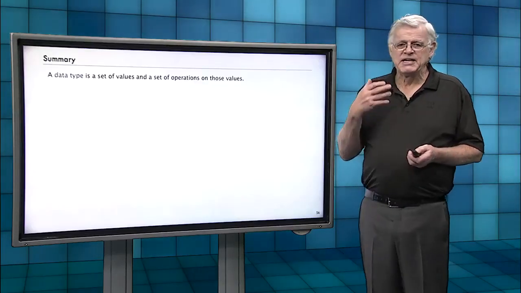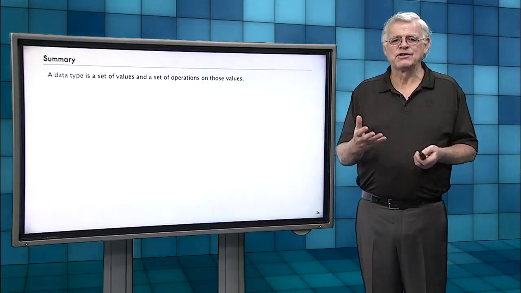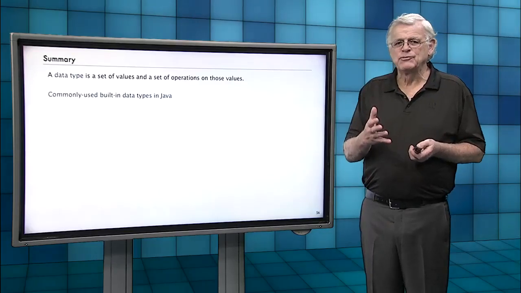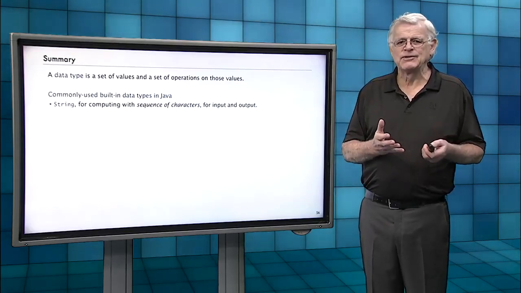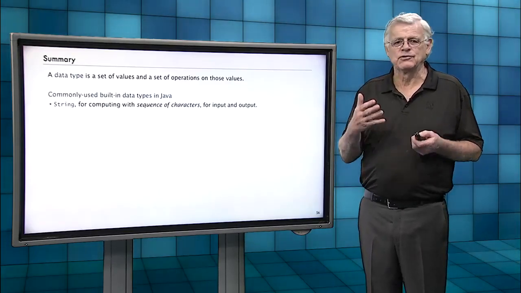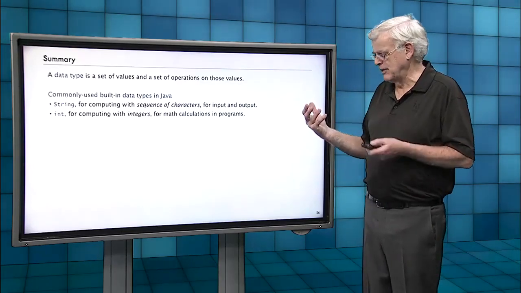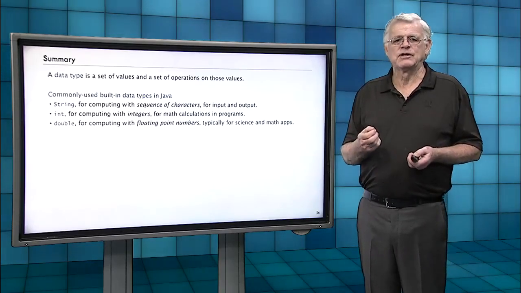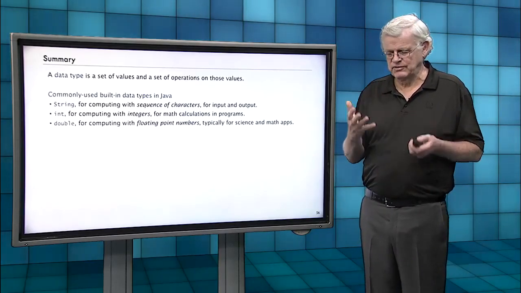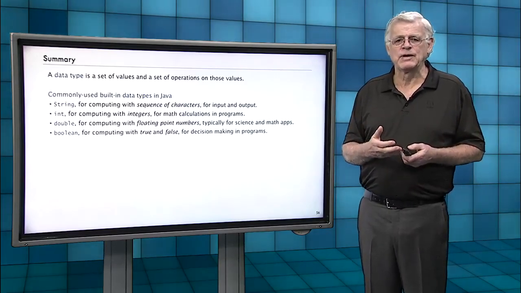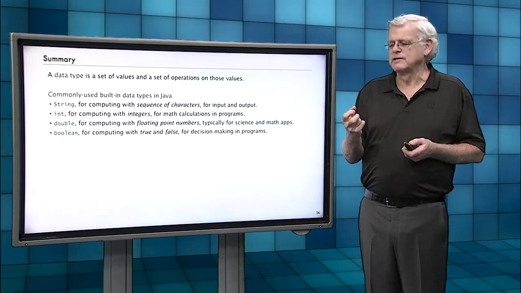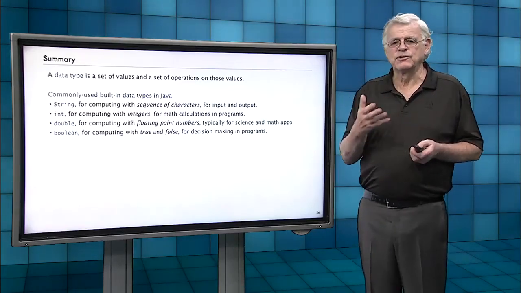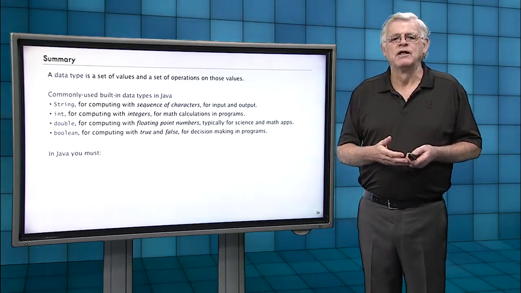So that's the summary. A data type is a set of values and a set of operations on those values. There's a lot of commonly used built-in data types for Java that we've seen programs that use. There's string for input and output, which is strings of characters. There's integers and doubles that we use for science and math calculations in programs. And there's Boolean that's computing with true-false values that we're going to use for decision-making in programs.